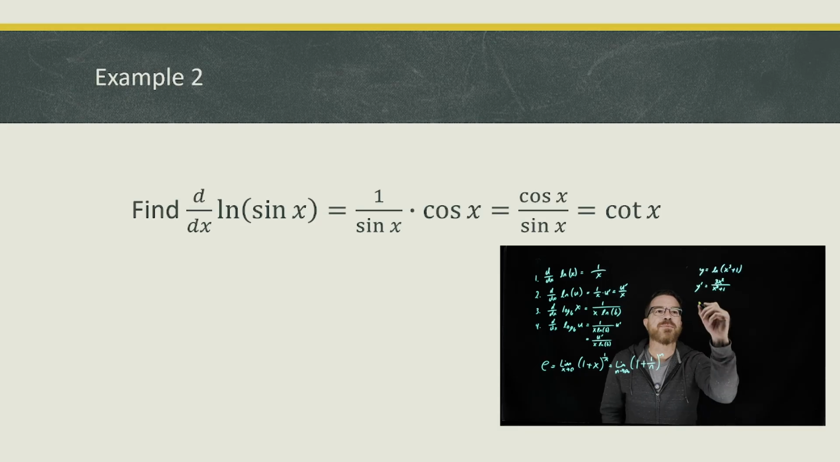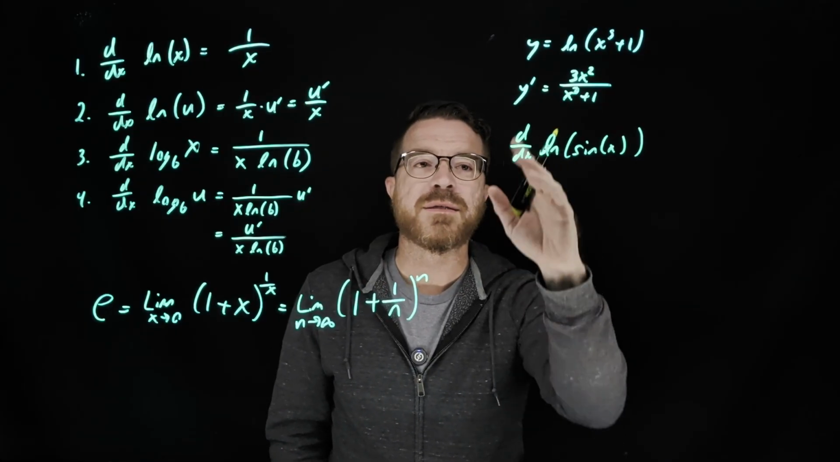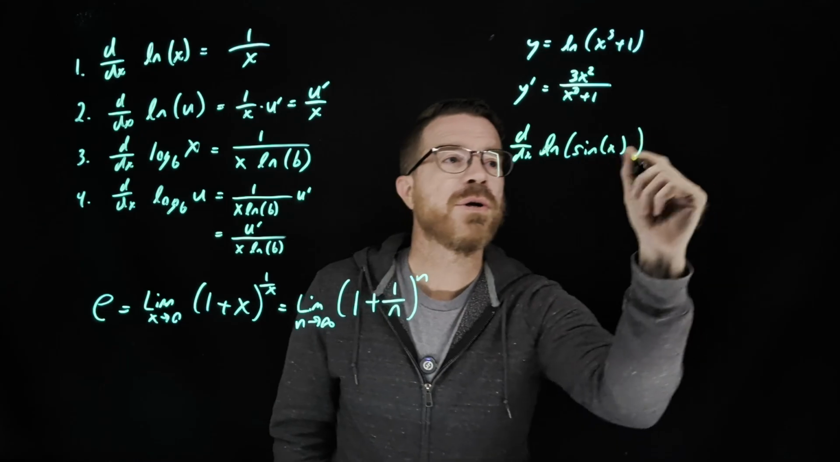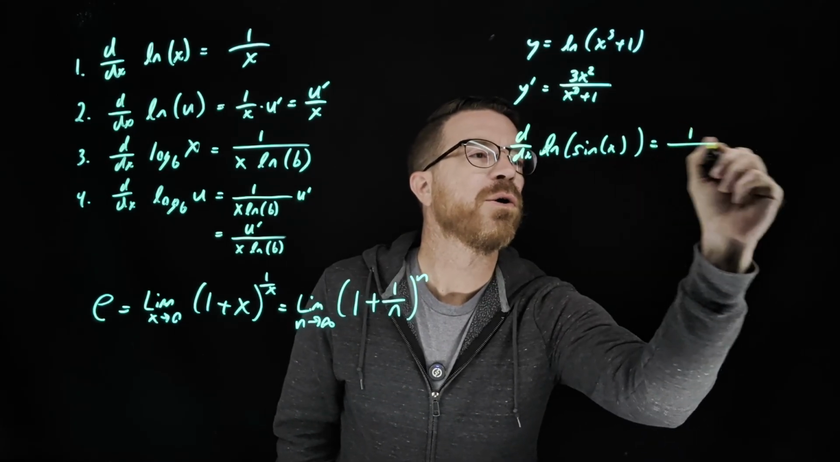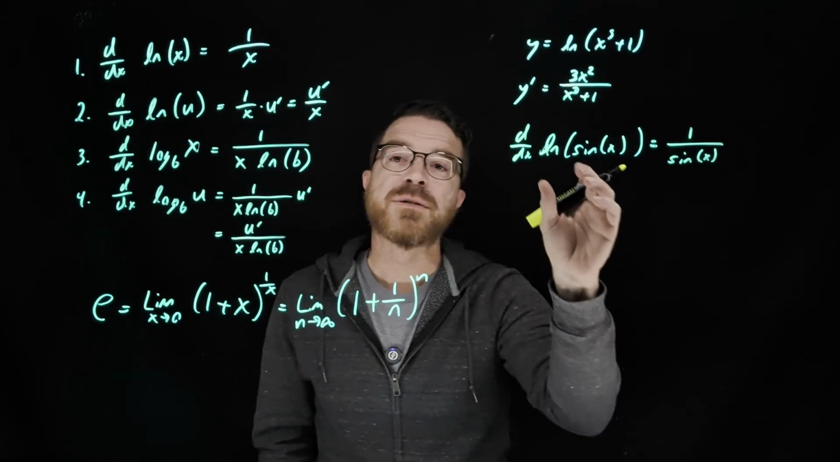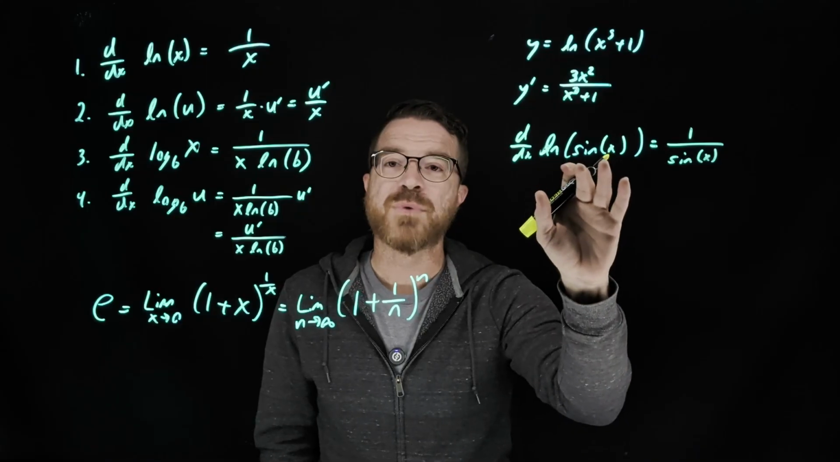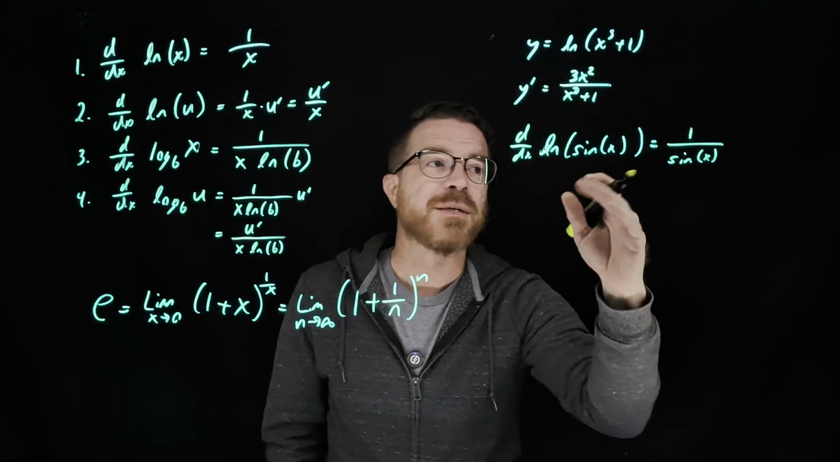For our second example, we want to take d/dx of the natural log of sine of x. As before, when we have the derivative with respect to x of a natural log, we take whatever's within the natural log and have 1 over that, so 1 over sine of x. Then we multiply it by the derivative of what's inside, again using the chain rule. The derivative of sine of x is cosine of x.